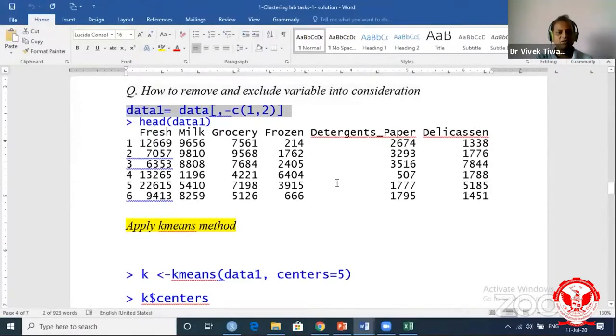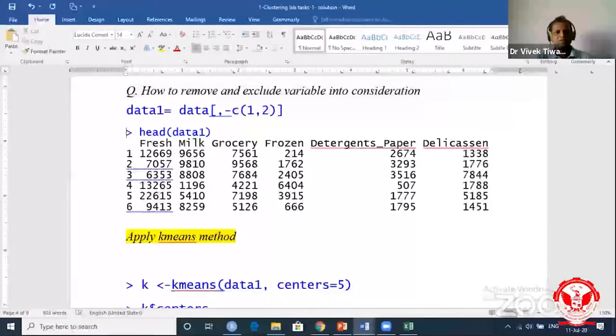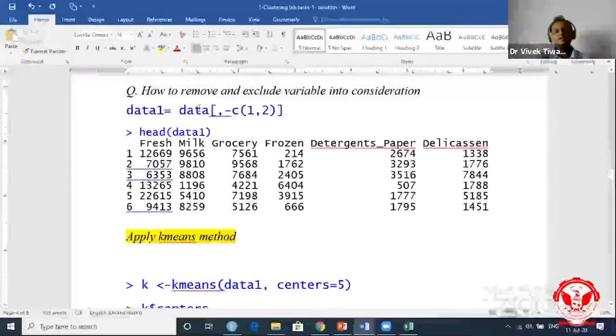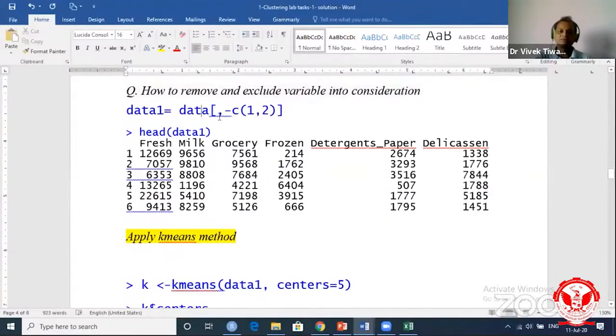Okay, let me explain here. I am creating a new variable, data1. There was already a variable, data, that contains the complete data set. In that syntax, I have to give two index values. The first index value is empty. Empty means complete. The first index value represents the rows, and after the comma, the second index value represents the columns. If I keep the row index empty, I am considering all rows, and against the column index I give minus one, two.